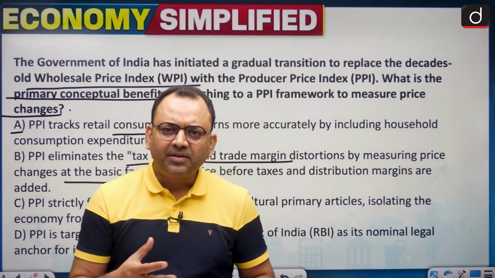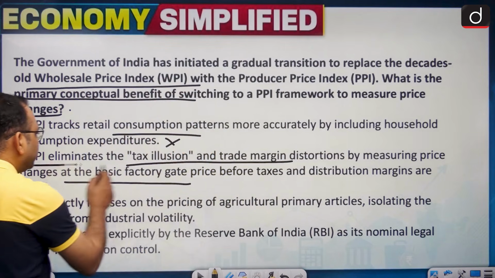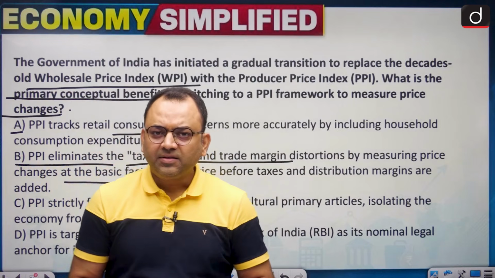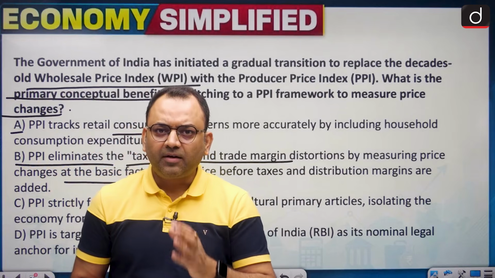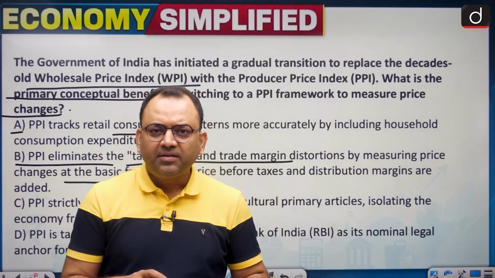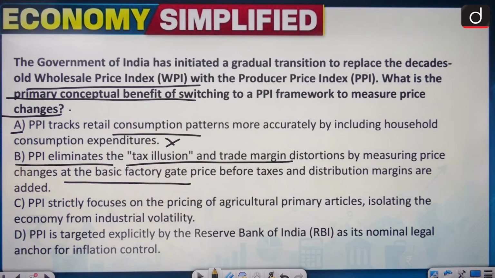So all of them distort the actual prices, right? And based upon the demand supply mismatch, price may inflate. So PPI eliminates those illusions, right? They are reflecting the prices fresh at the factory gate. As a result, unnecessary middlemen, unnecessary transition costs are eliminated. As a result, the PPI eliminates the tax illusion. So this is a correct statement.